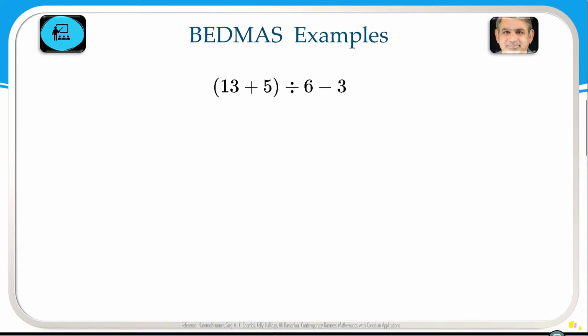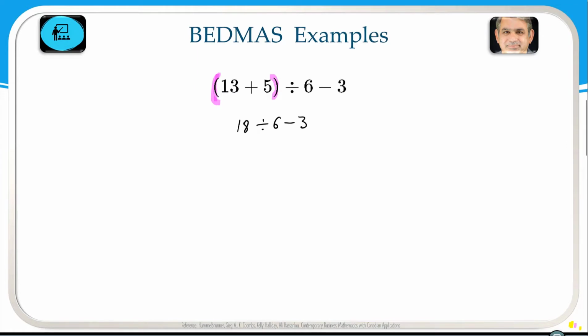Let us start with this first example. Here in this example, we have brackets, so we will start with brackets. Working inside the bracket, 13 plus 5 is 18. Then we will write the remaining expression.